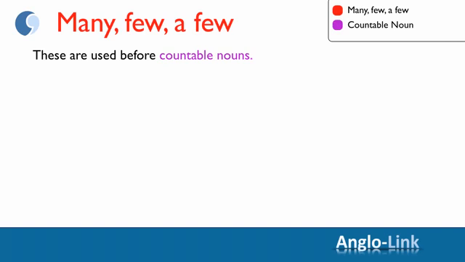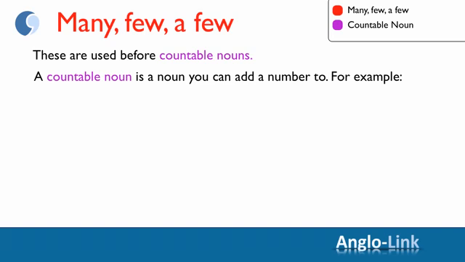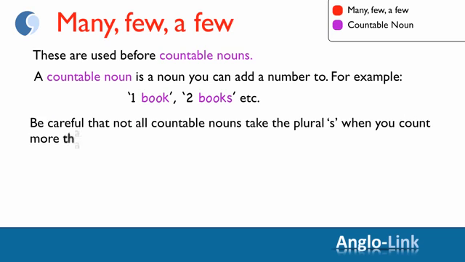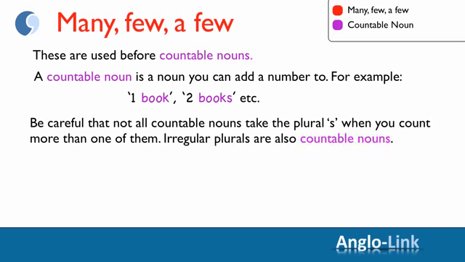Okay, moving on to many, few, and a few. These are used before countable nouns. A countable noun is a noun you can add a number to, you can count. For example, 1 book, 2 books, etc. Now be careful that not all countable nouns take the plural s when you count more than one of them. There are also irregular plurals, and remember that these are also countable nouns.